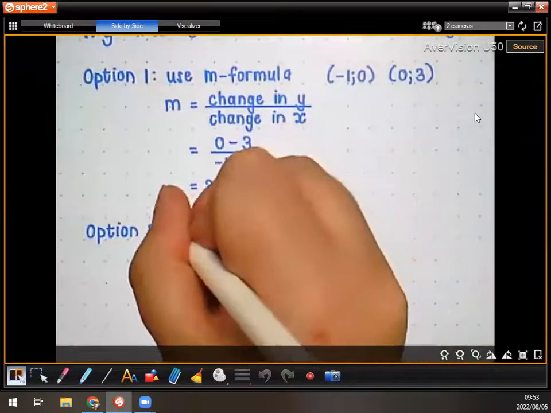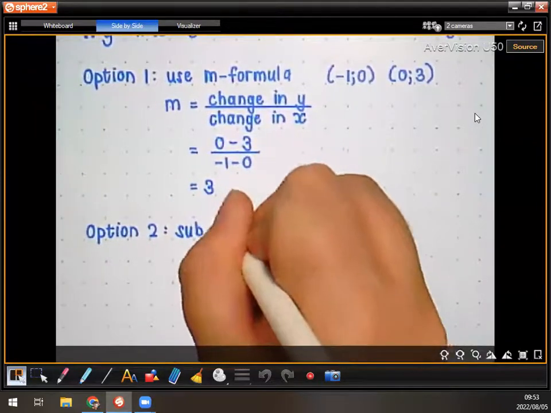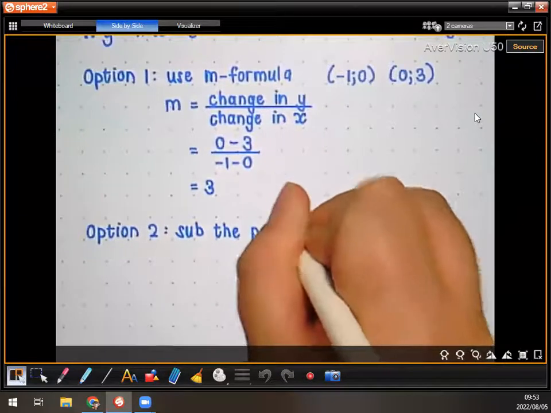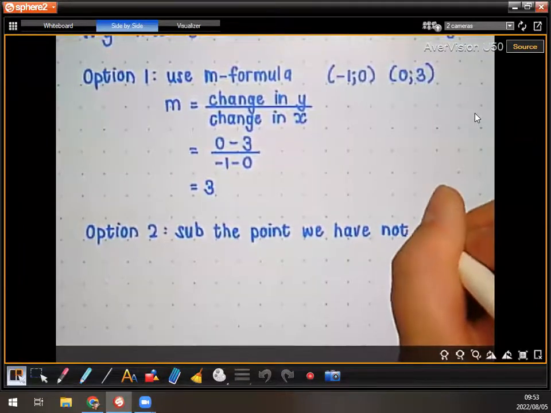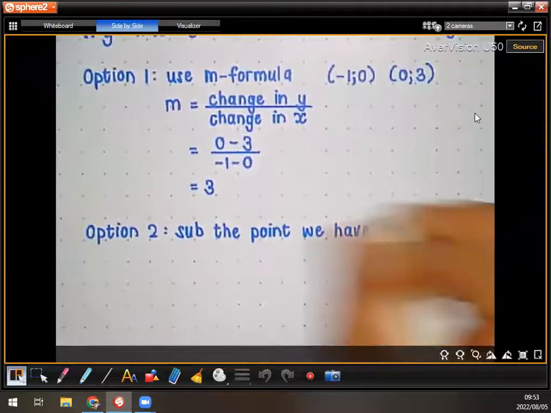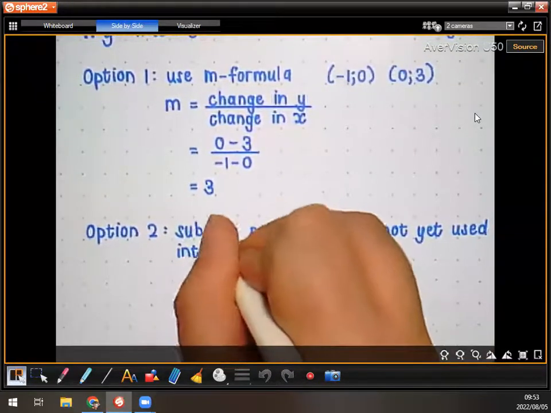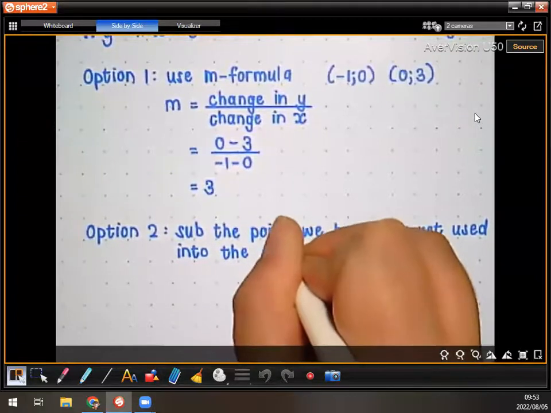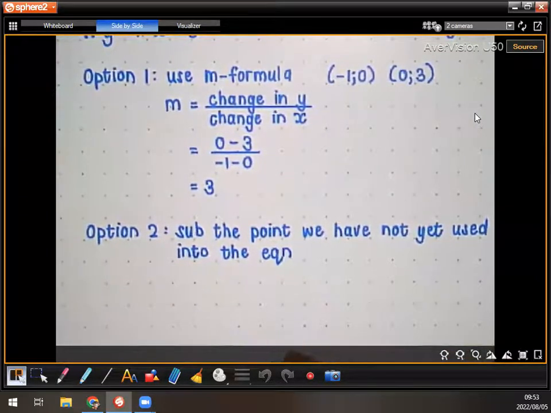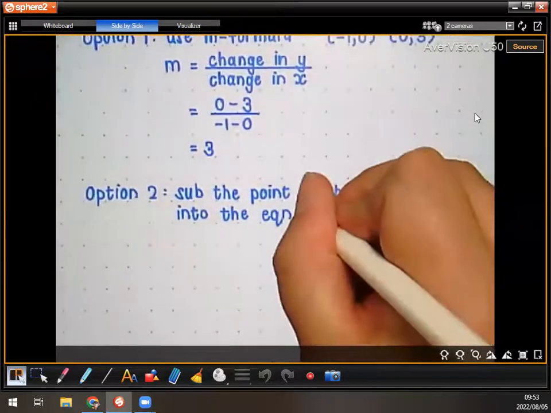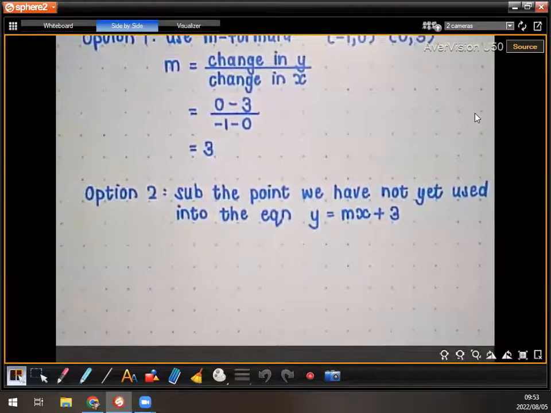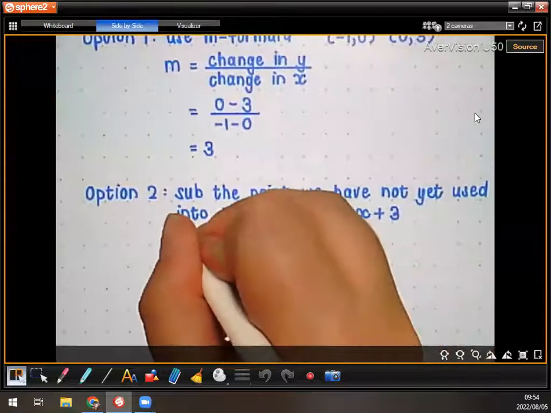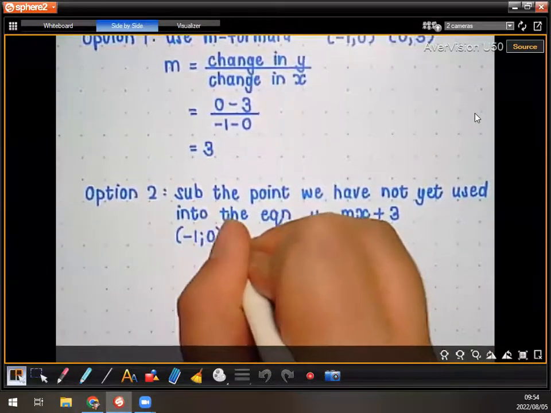So option 2 will be to sub the point we have not yet used into the equation. And I'm just going to write here what equation we're going to use. We're going to use y equals mx plus 3, because we've already found c, so we put that c value. So the point that we haven't used yet is -1, 0.